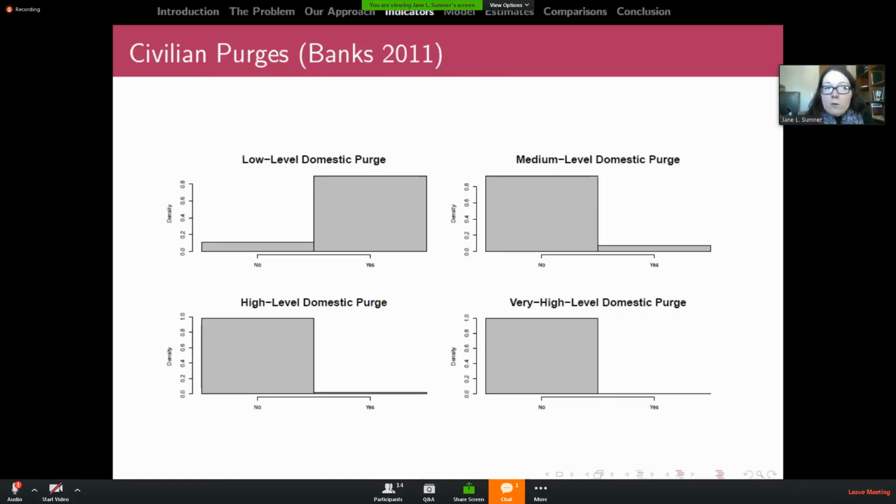So our third category of data that we're using right now is on civilian purges. And this is the intensity of the purge. So is it a low-intensity domestic purge, medium-level, high-level, very high-level? So low-level is you're only purging a couple of civilians, medium-level is 10 to 100, and so on. And what we can see is that low-level, very small domestic purges are fairly common. Medium, high, and very high are much less common. Although it's hard to see there, very high-level domestic purges do actually happen.